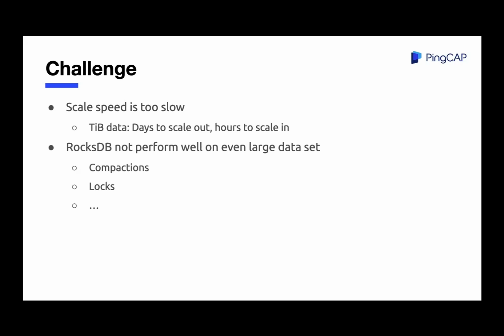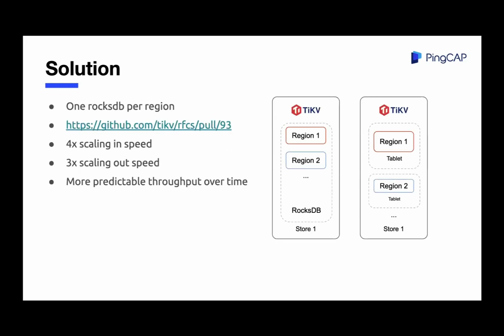So to solve the problems, I wrote a proposal. It's not implemented yet. In the current architecture, all the regions share the same RocksDB instance, so the data inside the RocksDB instance is logically split. And in my new proposal, every region will have its own RocksDB. So scaling a node is simply copying all the RocksDB instances from one node to another node.